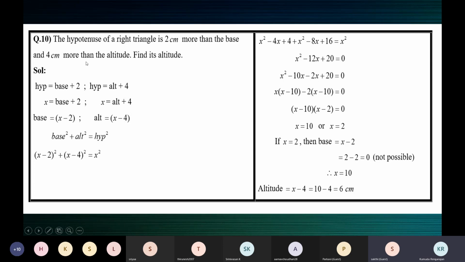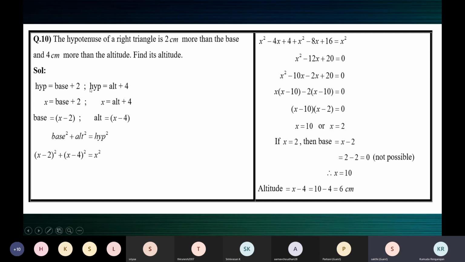Let's read and understand. The hypotenuse is 2 centimeters more than the base. So it means the hypotenuse is not equal to the base. It's 2 centimeters more than the base. So see here, the hypotenuse is not equal to the base. It's 2 more than the base. We have given that in this equation, right?